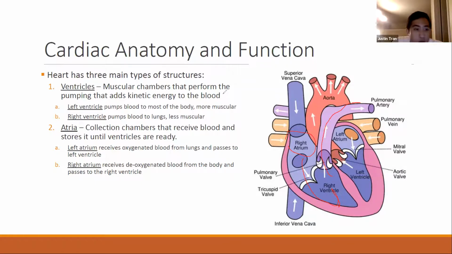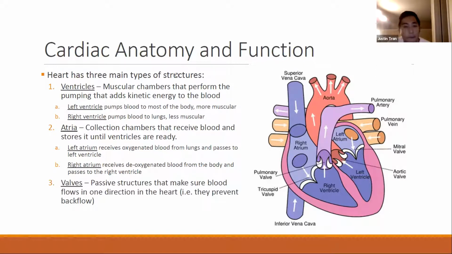Okay. And just like we mentioned, there's two of them. So your left atrium is like the waiting room for the left ventricle, and the right atrium is the waiting room for the right ventricle. Okay. All right. And your heart also has a complex system of valves as well, right?